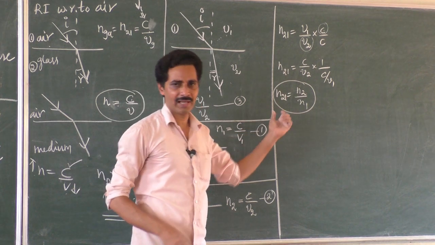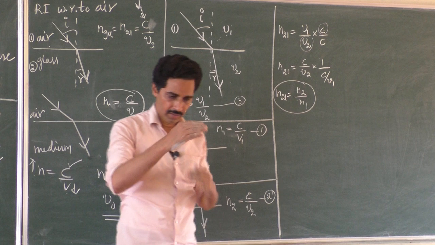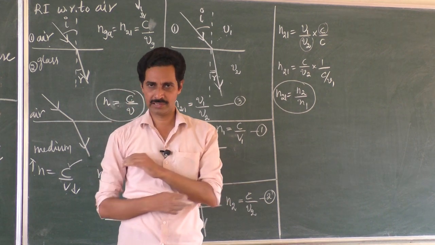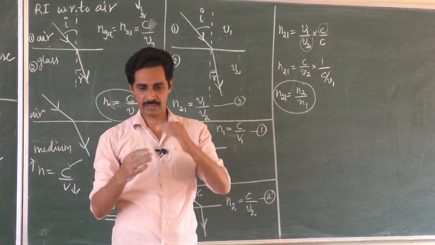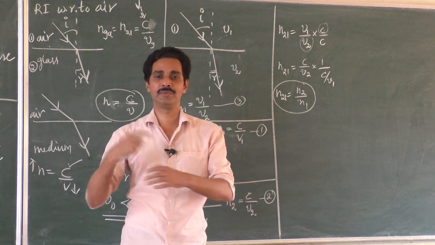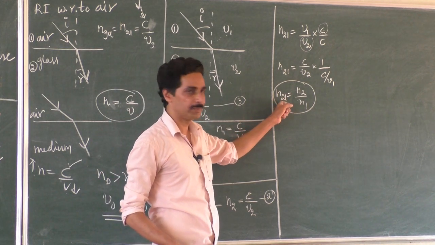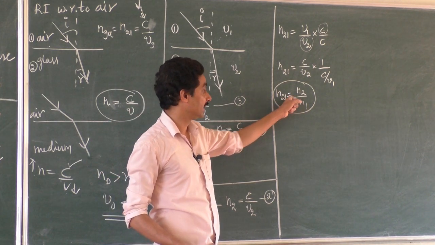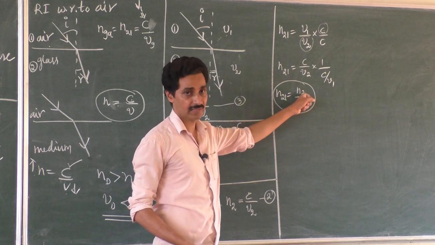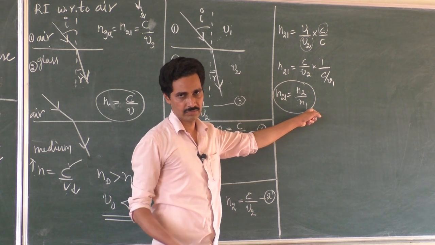So what does this mean actually? If you have a pair of media, and light travels from one medium to another, you can compare that process with when the two media are separately kept with respect to air. So the refractive index of the second medium with respect to the first medium is equal to the refractive index of the second medium with respect to air divided by that of the first medium with respect to air. That's all. It's the ratio.